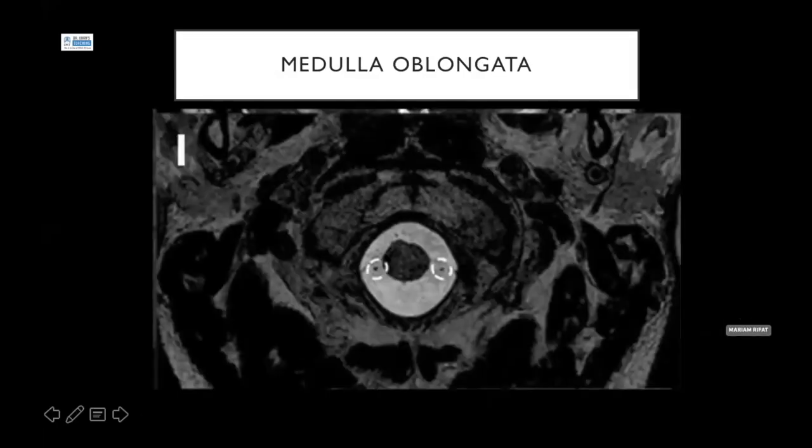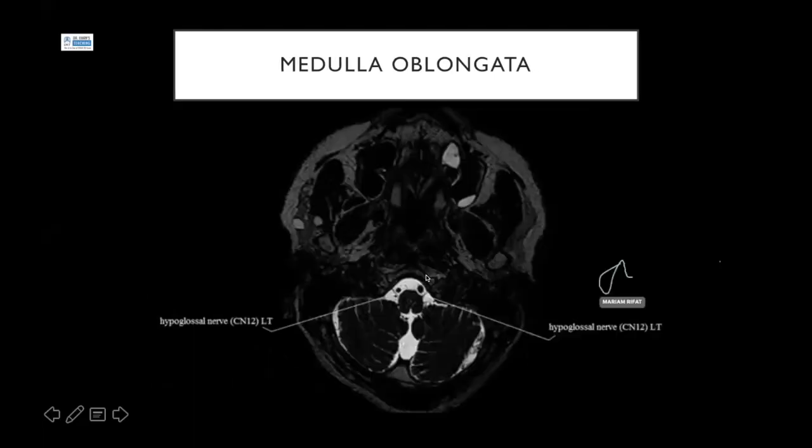So the circles here are pointing out the accessory nerves, which are cranial nerves 11. And finally, we can see the hypoglossal nerve here at the level of the medulla oblongata, and that's cranial nerve 12. So I'm now going to move on to discuss the cerebellum.